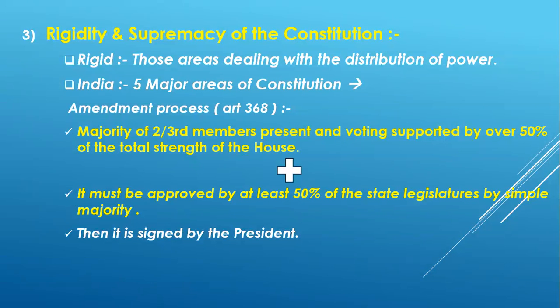The question arises: who is supreme in the country? Is the legislature supreme, the judiciary supreme, the constitution supreme, or the executive supreme? In any federal country, the constitution should be supreme. And after that, the constitution should be rigid also. If it is not completely rigid, then it should be rigid at least in those areas which deal with the distribution of power between center and state.